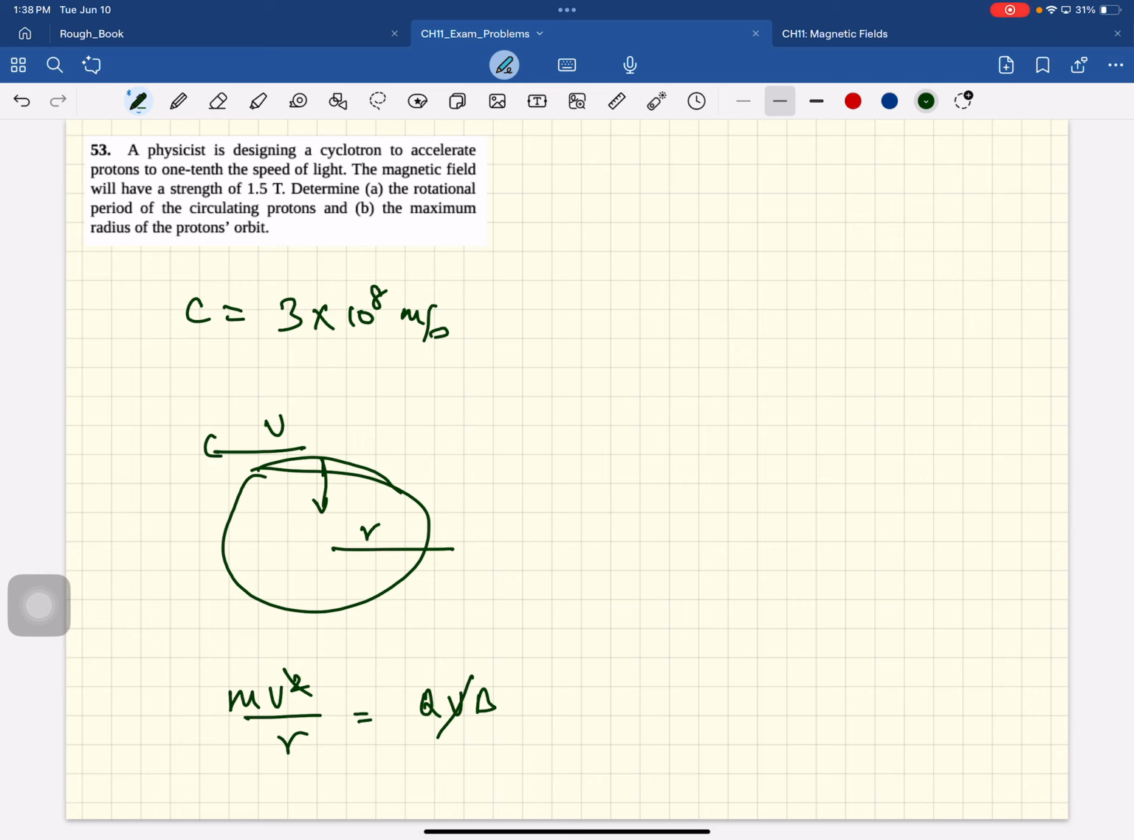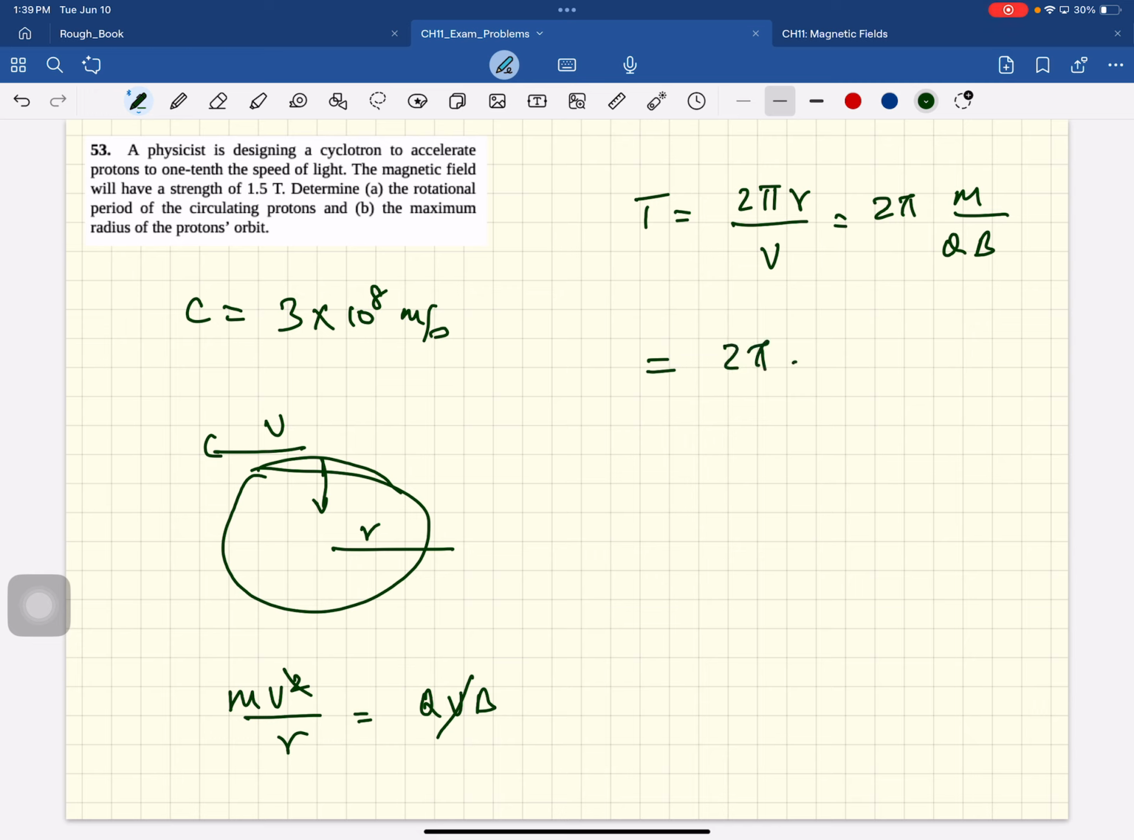Okay. So, T is 2 pi r divided by v. Okay, so we have v over r here. V over r is qB over m. V over r is qB over m. So r over v is m over qB. Yep. So there's the period.